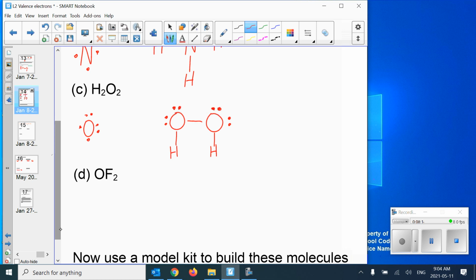Lastly, OF2. Try that out. Keeping in mind that F, fluorine, is a halide. It's in the 17th column, 7 valence electrons. It'll have 1 single. Hint, it's going to be something like water. Try it. Okay. That's what OF2 would look like.